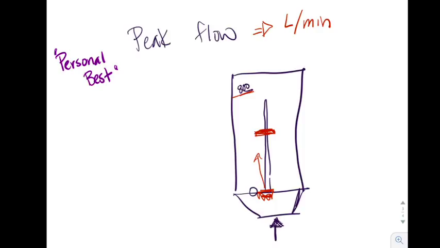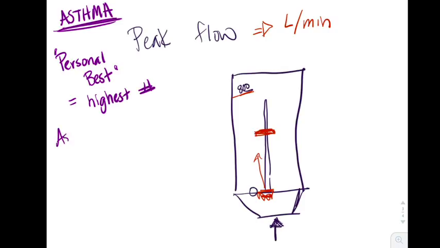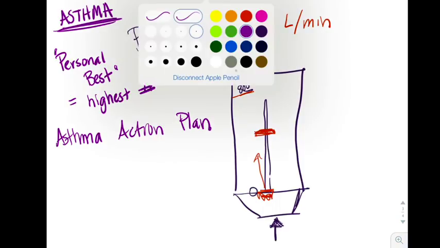And the way that we determine a personal best peak flow is whenever the patient is healthy. They'll do this every day. And again, this is for asthma patients mostly that have varying pulmonary function. When they're not experiencing asthma symptoms, they'll blow into this multiple times over the course of 2 weeks. They'll record their highest number. And from there, you're going to make an asthma action plan. And an asthma action plan tells you what kind of medications you're going to be taking at what time.